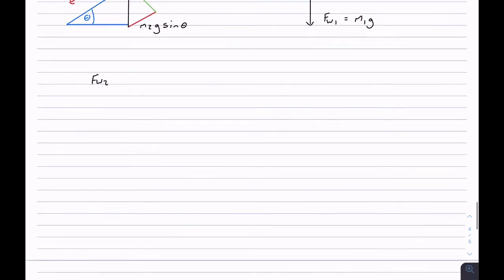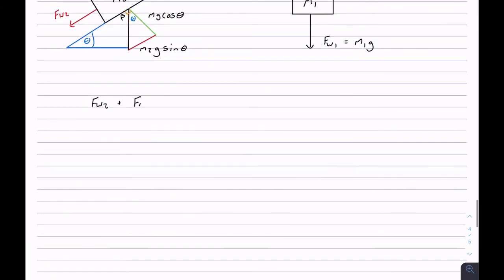Okay, so we have Fw2 plus the normal force, right, plus the tensile force, and then we have a tensile force for box 1, and we have a weight force for box 1. Okay, this is going to equal total mass times the acceleration, net acceleration.